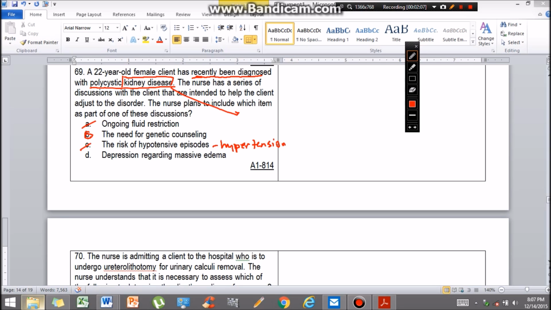Why? Because this is a genetic disorder, which means it may involve other family members. That's why we need genetic counseling, so that family members at risk will also be counseled. That's why B is the answer. We eliminate D. Depression regarding massive edema is too early. Although edema and fluid restriction are expected for kidney disease, not in the early stage. So B is the answer because it may involve other family members.